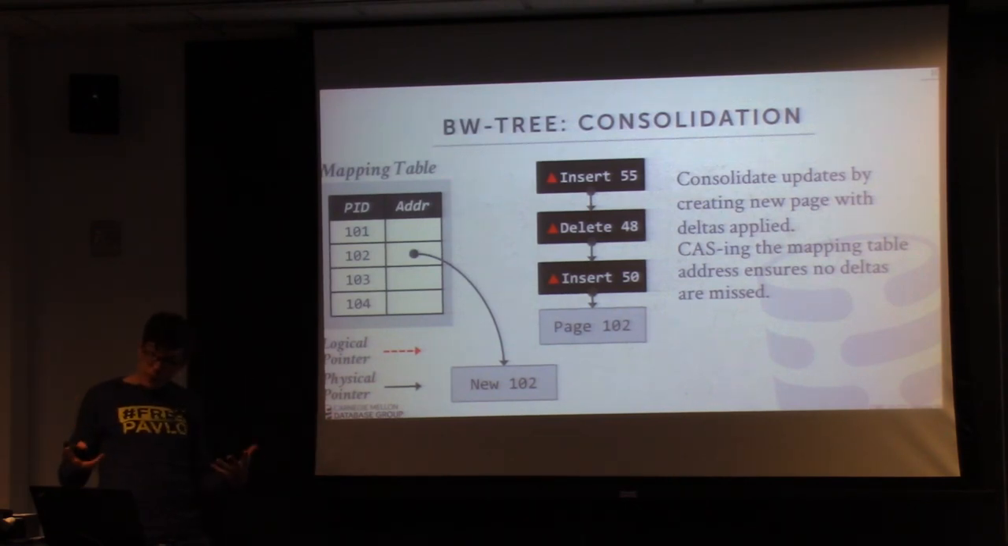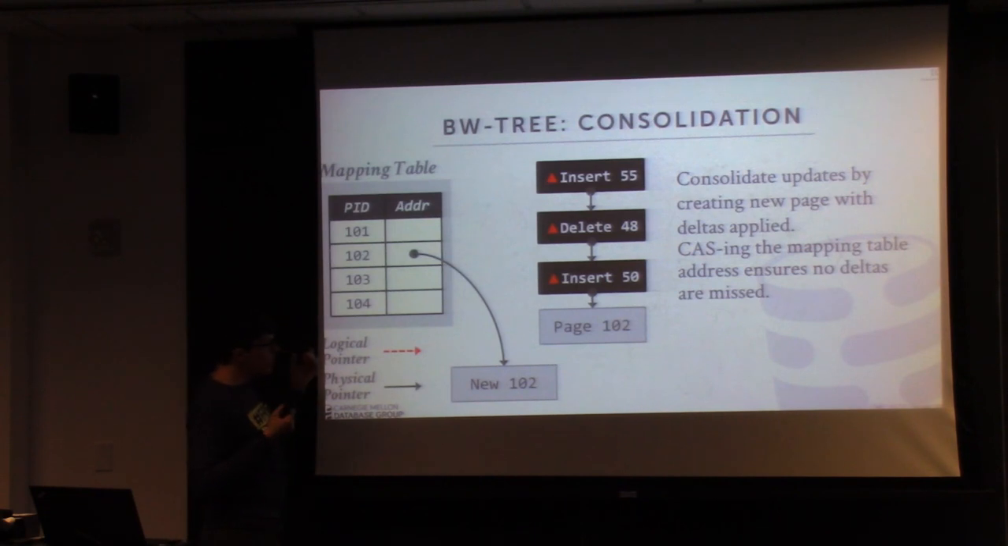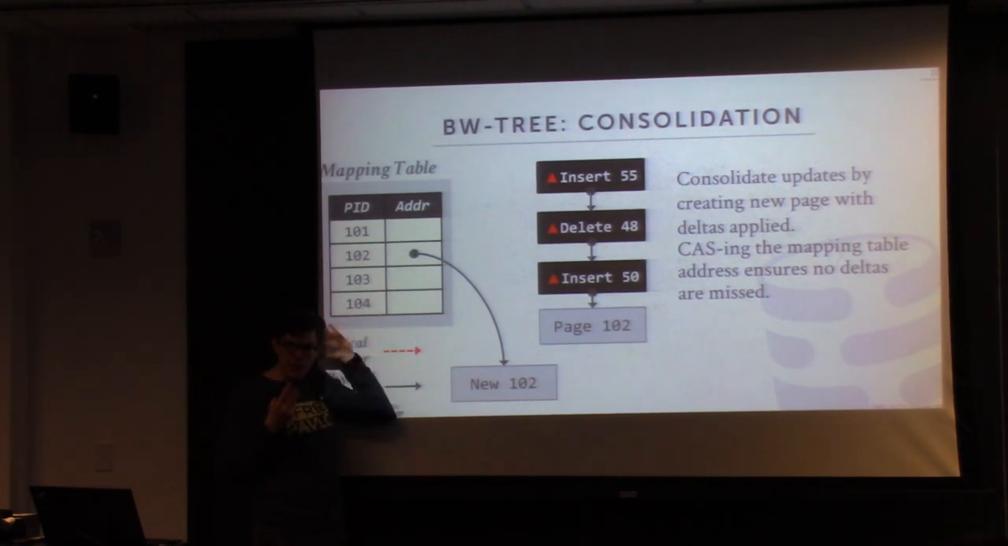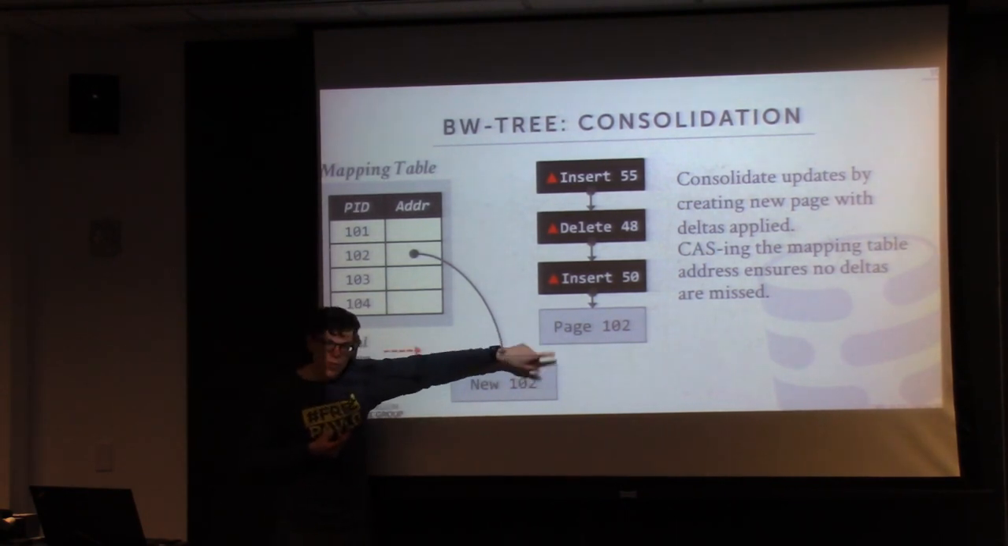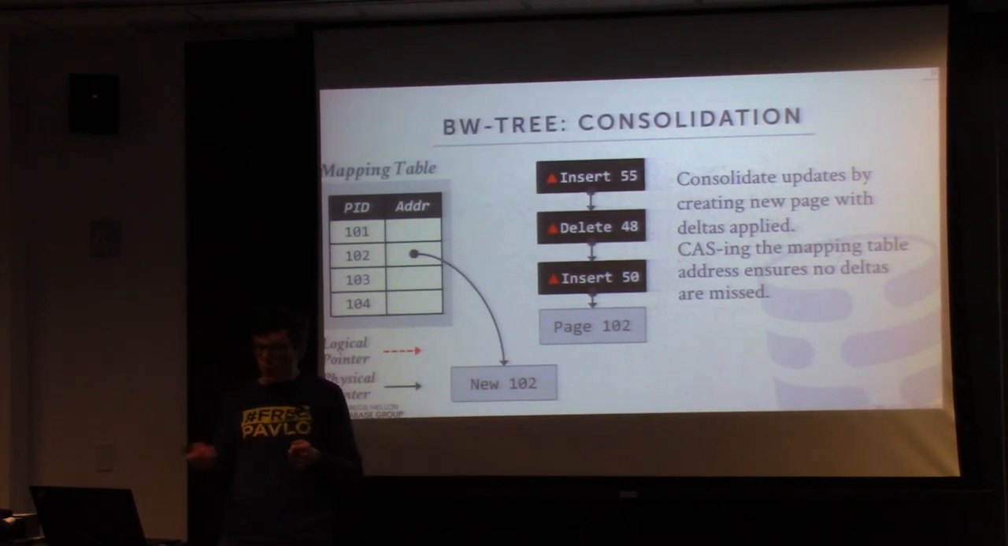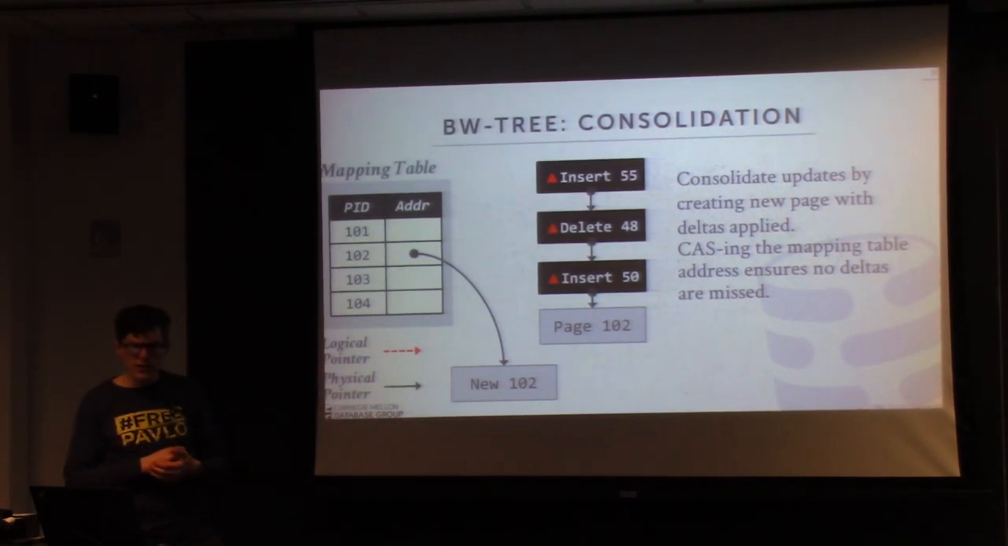Again, the difference from the skip list is that the way we're going to avoid latches is to have this mapping table, because it's an indirection layer. So we can just change one memory address and don't have to worry about fussing with the internal pointers inside of the data structure itself.